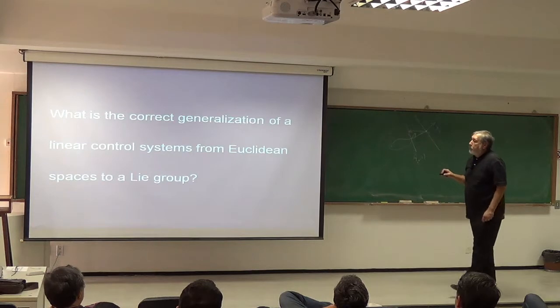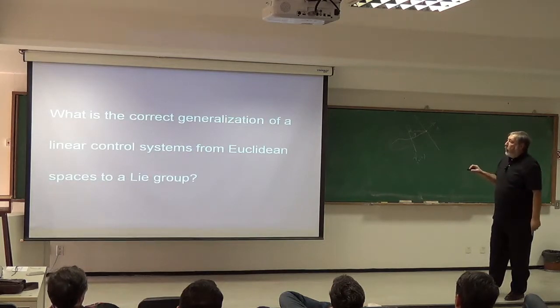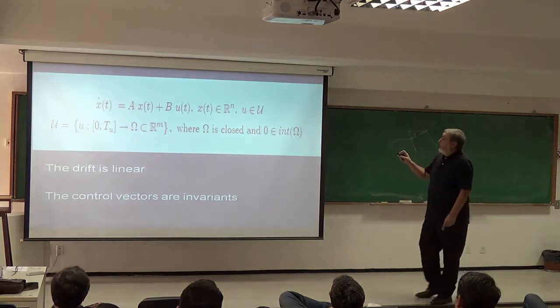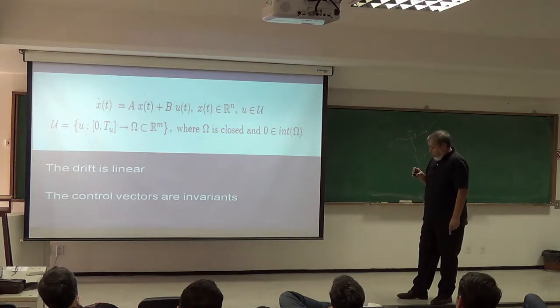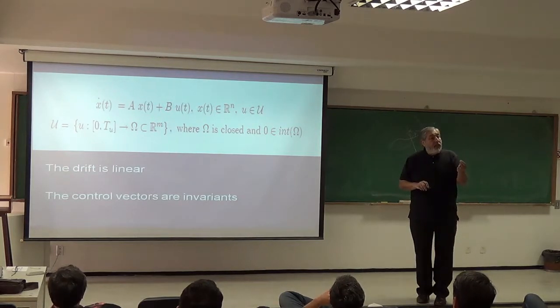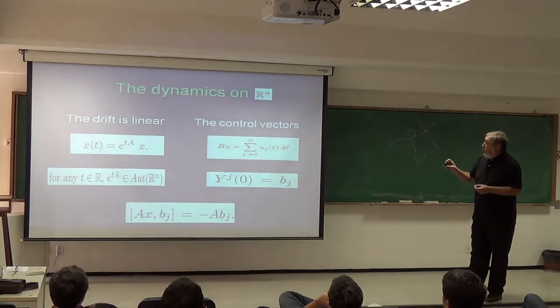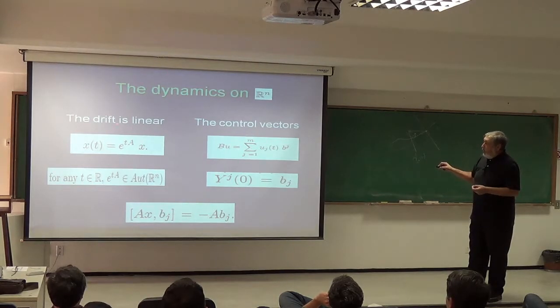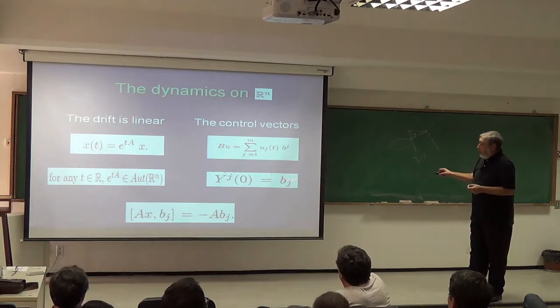Let us go to the Lie group. So what is the correct generalization from Rn, or from Euclidean spaces, to a Lie group? First, take a look here, the drift. The drift means the vector field that you are going to control. This is linear. And here, we will see in a moment that the column vectors of B are constant vectors on Rn, which means they are invariant vector fields. So, specifically, the dynamic on Rn: the drift is linear. The control vectors define m invariant vector fields.